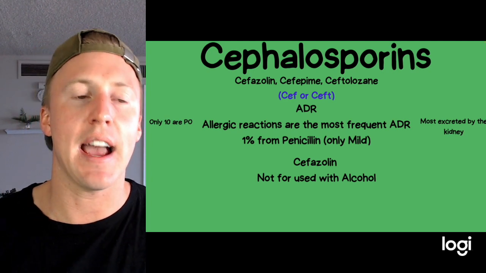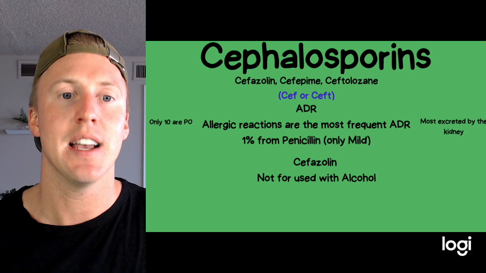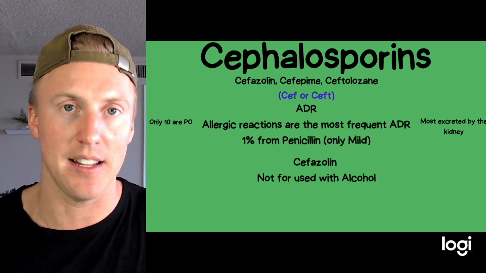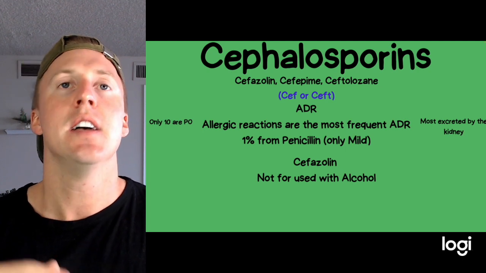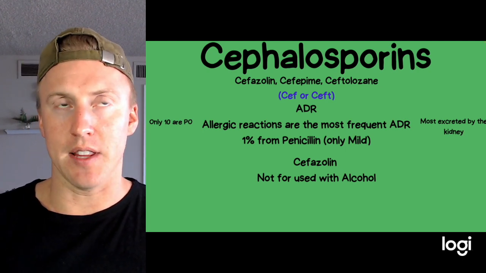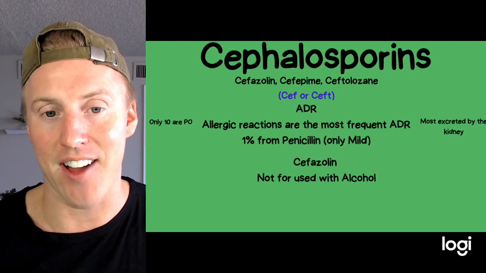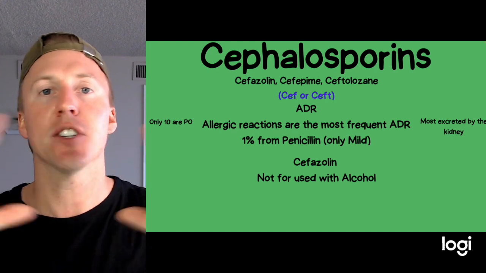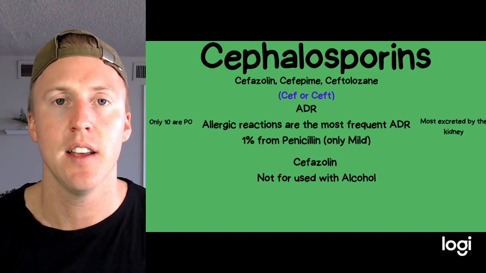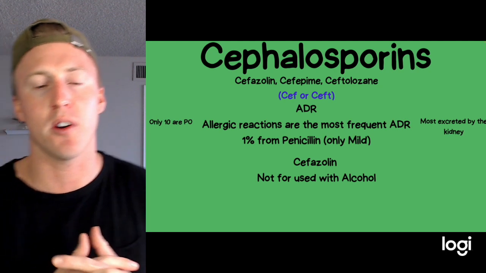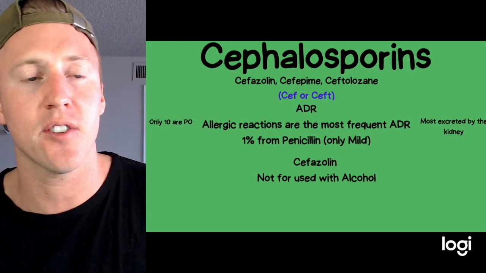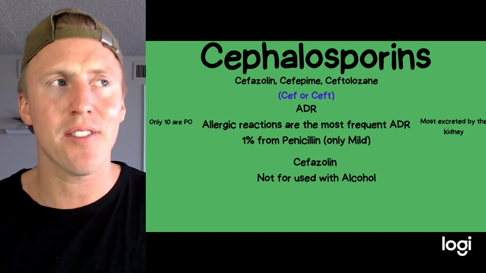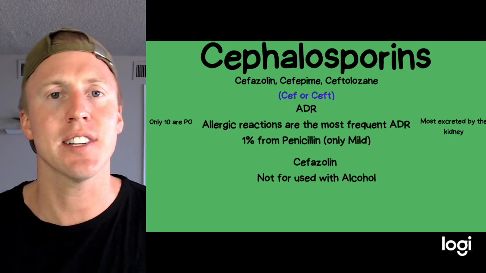Now, the most common adverse reaction to our cephalosporins, like cefepime, is going to be allergic reactions, which again, we see with penicillin as well. You can switch to a cephalosporin, like I said before, if your patient has a mild allergy to penicillin. Now, some of these also have very unique adverse reactions. I'm just trying to couple them all together. But obviously, if you're giving a certain cephalosporin, make sure you look at it and see. For instance, cefazolin is not to be used with alcohol, which a lot of our other antibiotics kind of carry that risk too, like Flagyl.